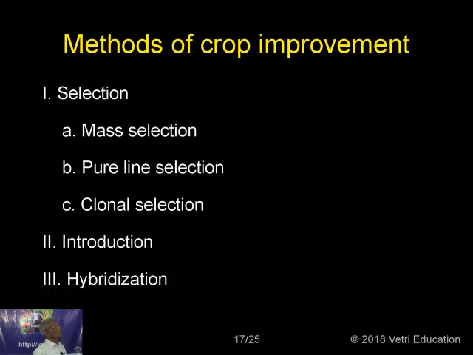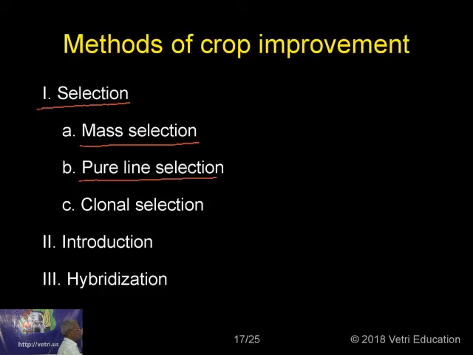So what are the different methods of crop improvement? Broadly I have discussed it under the following headings. First one is selection. In selection you have mass selection, pure line selection, and clonal selection. Then the second one is introduction, introducing plants from foreign countries. Just now we discussed that. Then hybridization: you cross two plants and then you improve the variety.